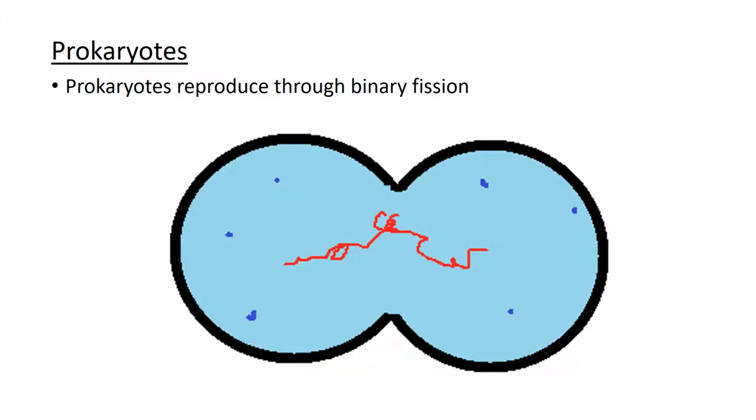The red represents the DNA, and one copy is moving to the left, one copy is moving to the right, and the cell is being pinched in the middle so that it can divide into 2 separate cells. Those separate cells are going to be identical to each other, and they will be identical to the parent cell, the original cell that divided in half. And that's binary fission, and that's how prokaryotes reproduce.